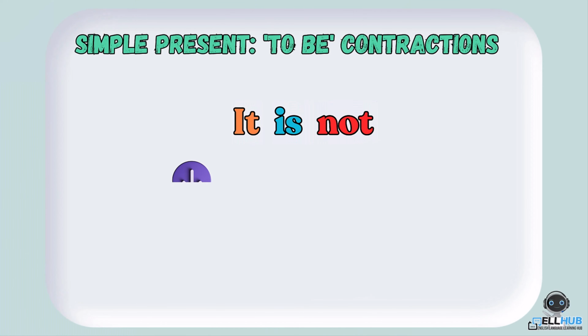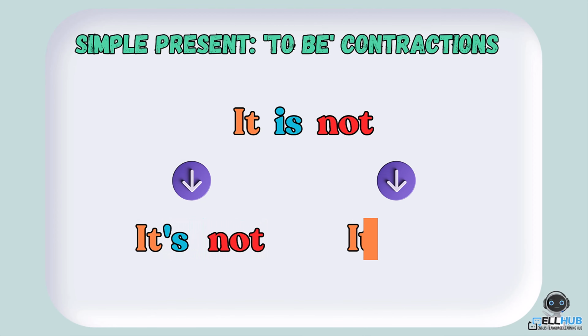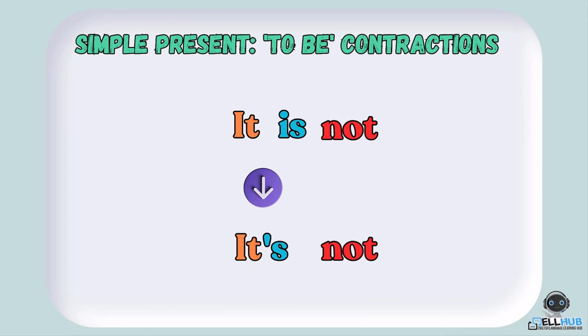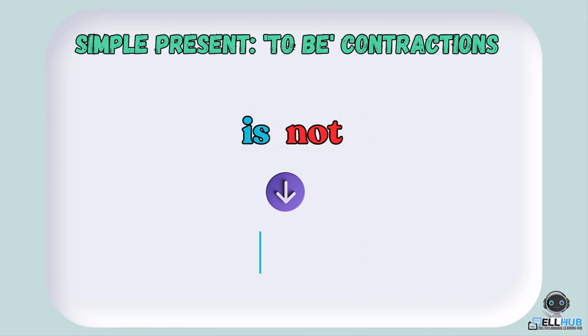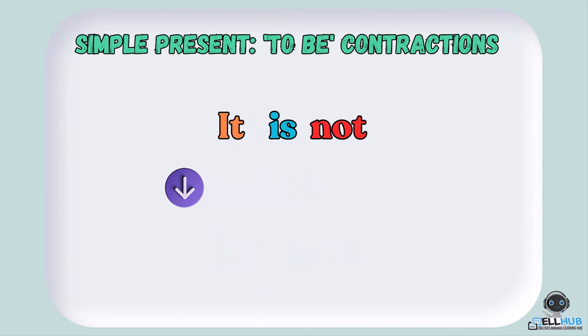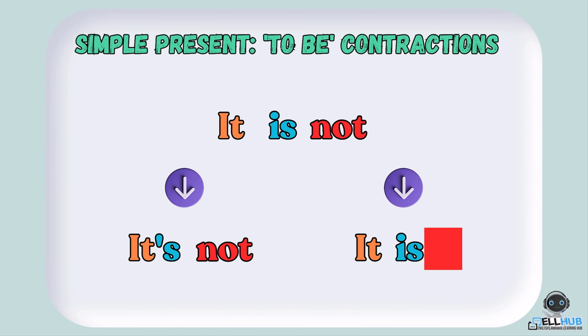It is not becomes it's not or it isn't. In this case, it is contracts to it's, making it's not. Another option is to contract is not to isn't, which gives us it isn't. Both it's not and it isn't are frequently used in everyday speech.